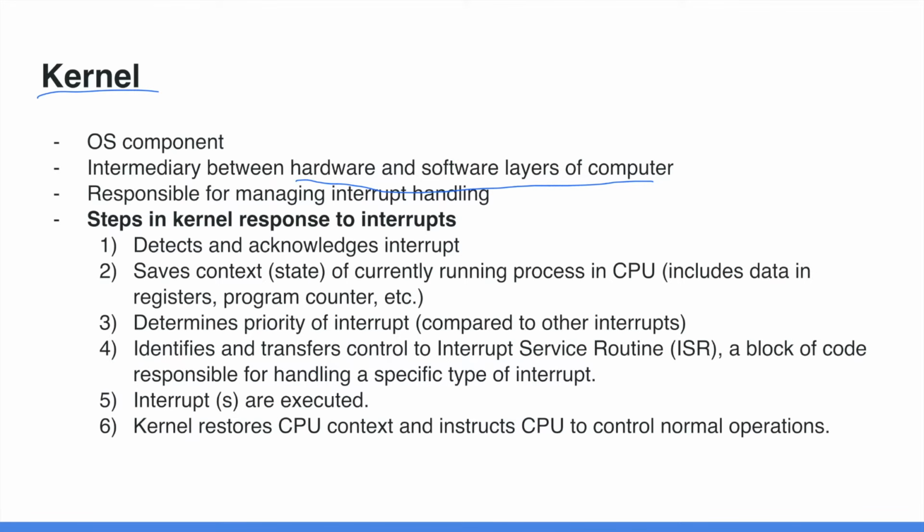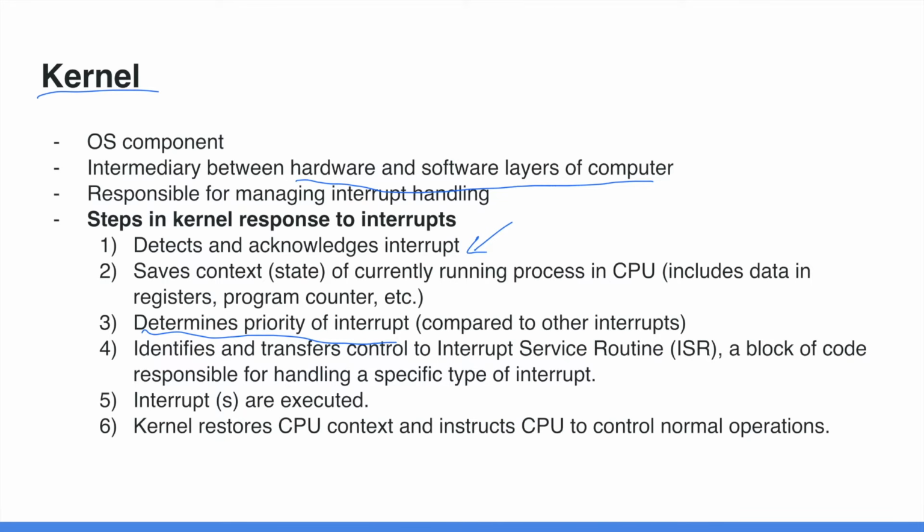First, it detects and acknowledges the interrupts. It saves the context, or current state, of the currently running process in the CPU. And this includes any data and registers, program counters, etc. in the CPU. It takes all this and it basically stores it, saves it, right? And puts the process into a block status. And then it determines the priority of interrupts. Now, there may be multiple interrupts at the same time.